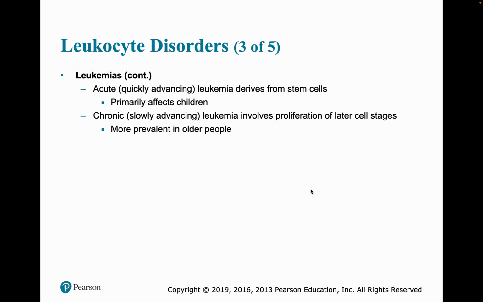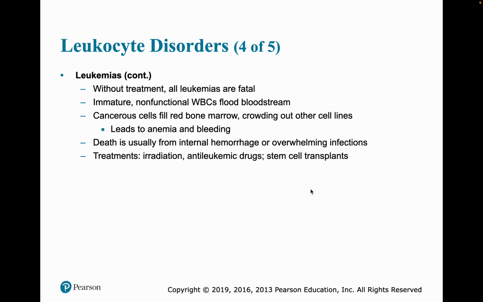Whereas the chronic ones are slowly advancing, and the leukemia involves a later stage of differentiation. And that tends to be more prevalent in older people and sometimes less amenable to treatment. But without treatment, all leukemias are fatal. Those immature, non-functional white blood cells flood the bloodstream. Cancer cells fill the red bone marrow, crowding out the other cell lines, so anemia and bleeding will follow. Death is usually from an internal hemorrhage or overwhelming infection.